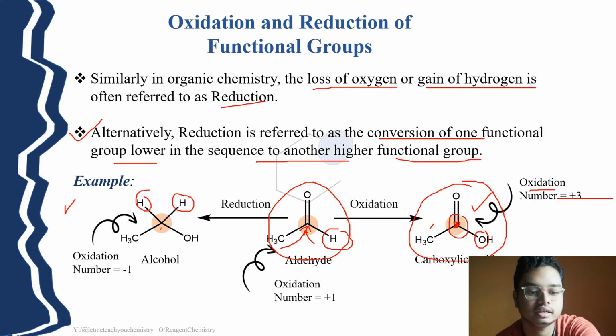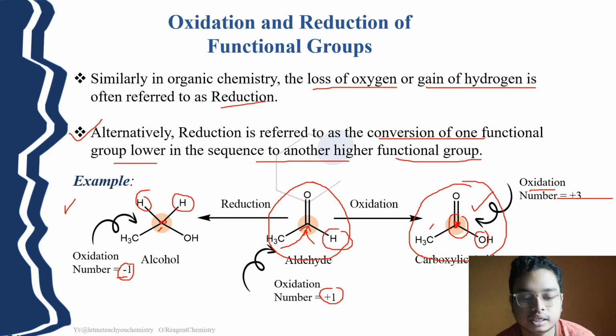Similarly, here the oxidation number of this particular center carbon is -1. So here you can see the trend. In the case of aldehyde, the oxidation number of this particular carbon is +1. Similarly, if we go backward, in the case of alcohol, the oxidation number is -1. And in the case of carboxylic acid, the oxidation number is +3. Now you can understand this important phenomenon.